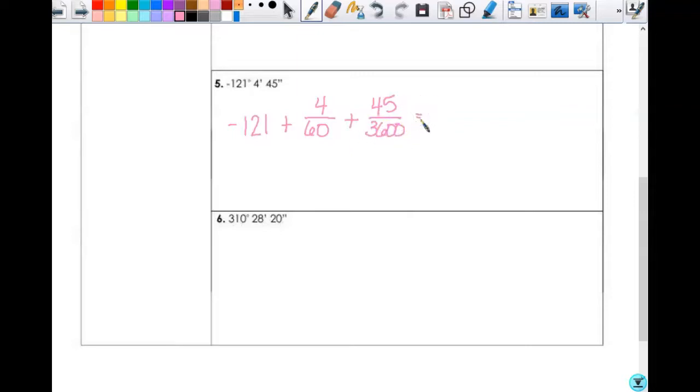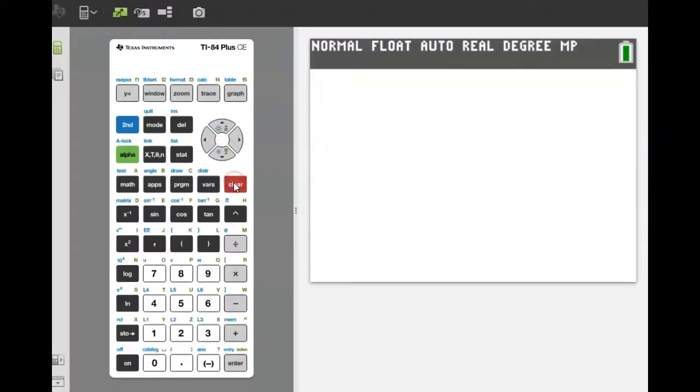Okay, so to make things easier on yourself, when you put this into the calculator, don't put the negative in. Just go ahead and write it over here, and then we're going to type all the numbers in. So it's going to look like this, 121 plus, now if you're using one of the Desmos or Delta Math calculators, yours is going to look much prettier than mine because the fractions look good. 4 divided by 60 plus 45 divided by 3,600.